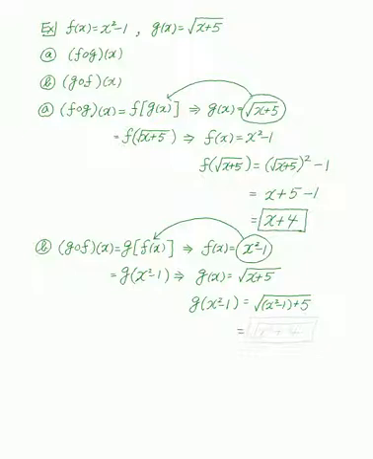Now combining it by like terms. I get square root of x squared plus 4. Notice that the two answers are different. Even though there's a 4 in both and all that kind of stuff going on, they're definitely not the same function. So f composite g is different than g composite f. And there you have it.